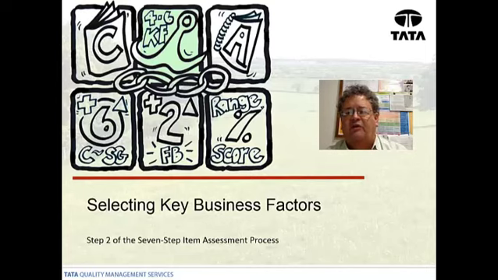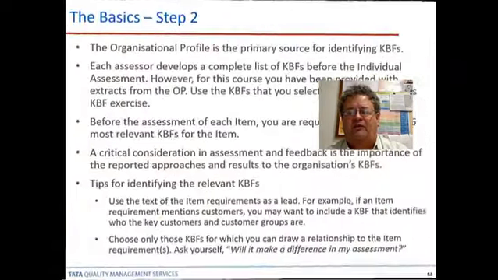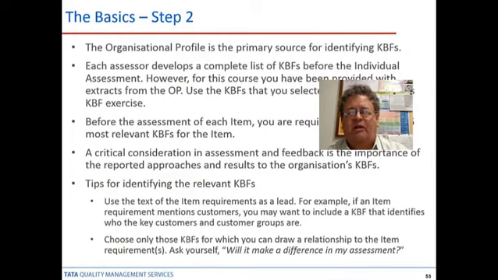Well, what's going on here is that the key business factors meetings help us to create the master list of key business factors, but now you need to go and say, of the master list of key business factors, which ones are applicable to your particular item. So that's why this is in the 7-step item assessment process. In this case, it's saying use the OP to get the KBFs, but then you're saying, is this going to make a difference in my assessment? And is it going to make a difference in my assessment for this particular item?